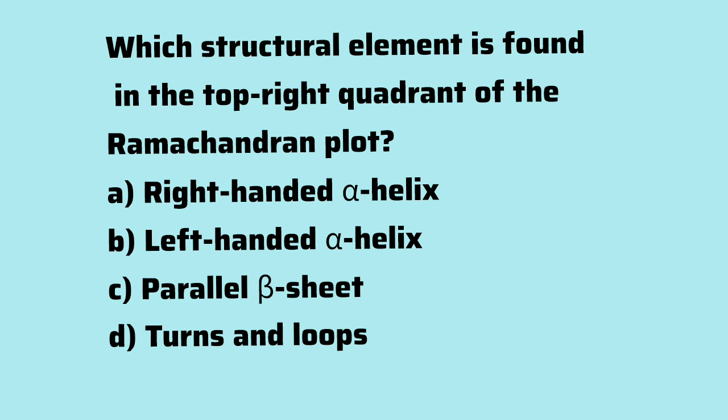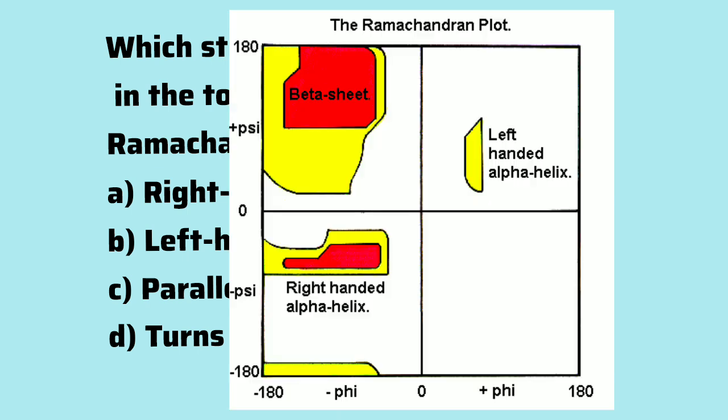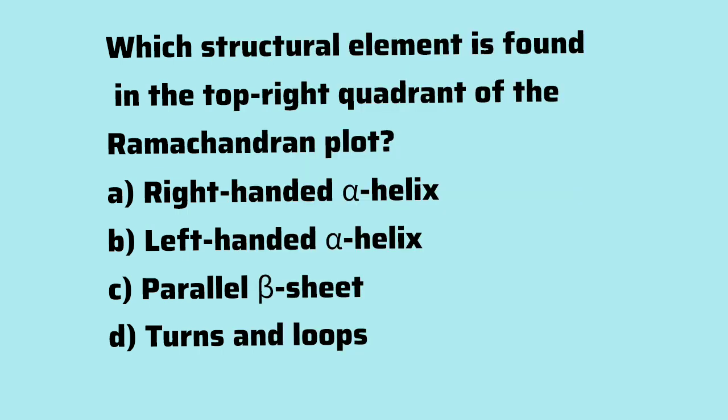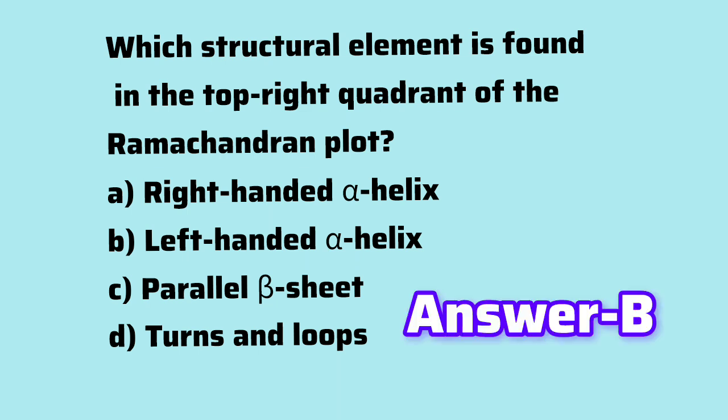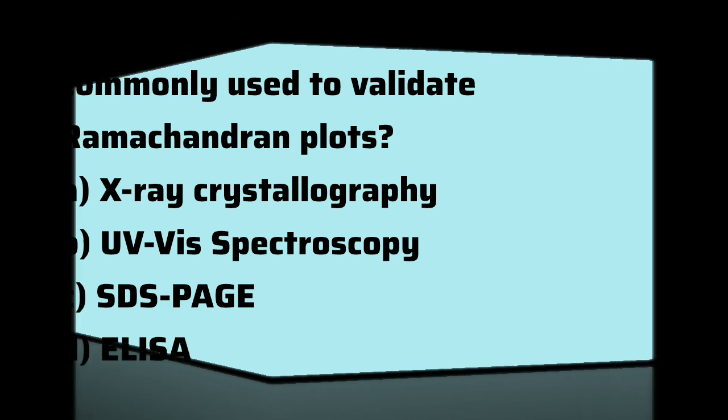Which structural element is found in the top right quadrant of the Ramachandran plot? We just discussed alpha helices. There are two types, left-handed alpha helix and right-handed alpha helix. One is present at the top, another at the bottom, and the direction is opposite of the regions. So if it is top right, then it is a left-handed alpha helix, and bottom left, then it is a right-handed alpha helix. Here the question is asked about the top right. Therefore the answer is B, left-handed alpha helix.